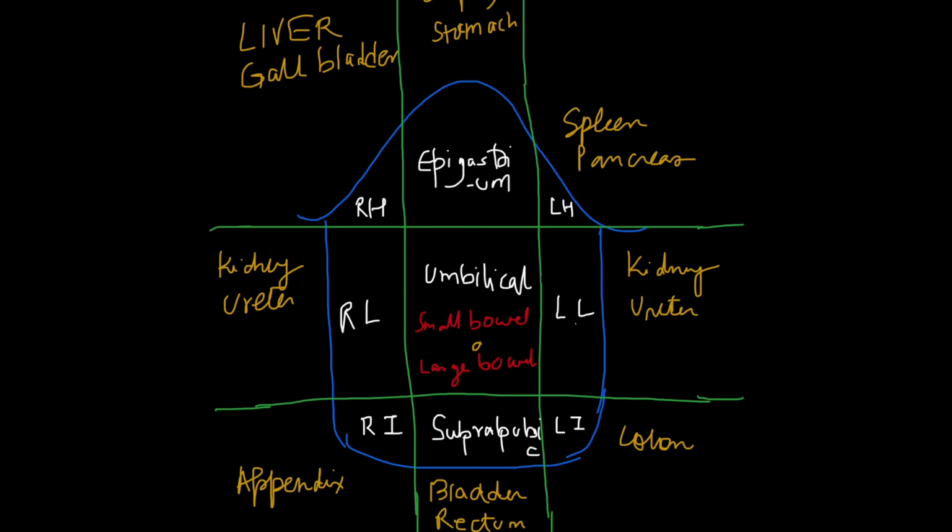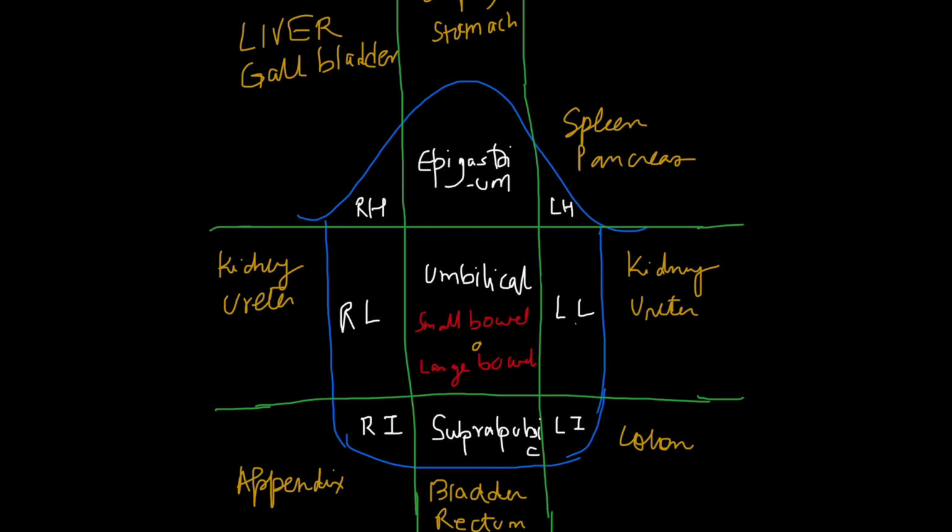In the umbilical region, small bowel and large bowel are present. So diseases here would be small bowel colic caused by strictures, malrotation, tuberculosis, inflammatory bowel disease, intussusception, and for appendicitis in the earlier stages pain is here and then it is migrated to the right iliac region.